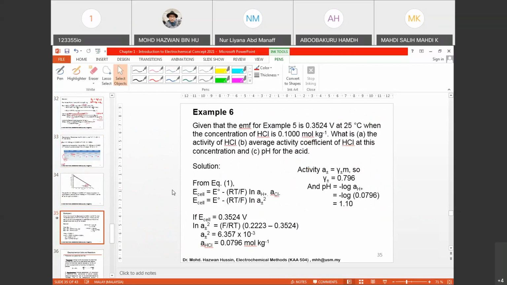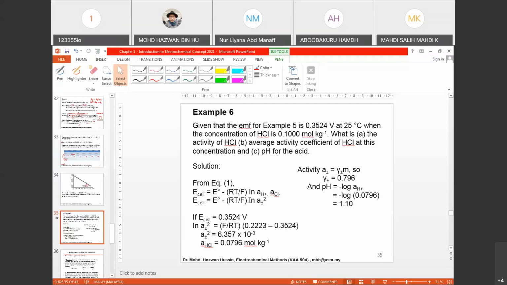So we are going to look at the other questions related to activity. Example 6, given that the EMF for example 5 is equal to 0.3524 volt at 25 degrees C, when the concentration of HCl is equal to 0.1 molality. What is A, the activity of HCl, B, the average activity coefficient of HCl at this concentration, and C, the pH of the acid.